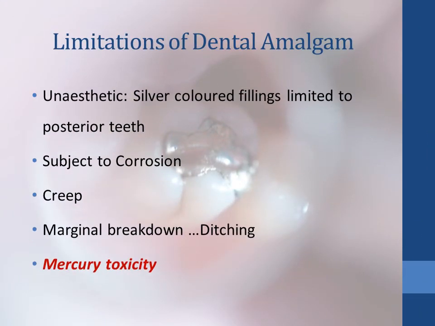So let's look at the limitations. The first and main limitation is the fact that it is unesthetic. It is silver colored, so obviously no one likes to have silver fillings in their mouths. Hence, it's limited to the posterior teeth. It is subject to corrosion because obviously it contains an alloy of metals. Then the phenomena of creep exists. Then it can undergo marginal breakdown, leading to ditching and ultimately failure. And then the major issue of mercury toxicity.